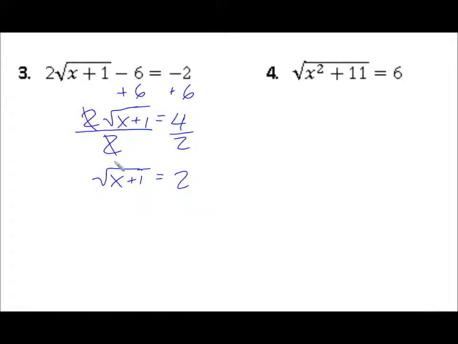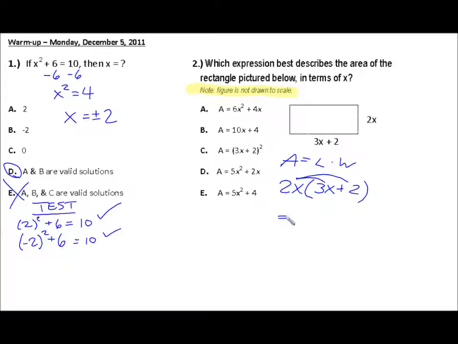4 divided by 2 is 2. Now that we have the radical isolated, we can raise to the second power. So raise both sides to the second. 2x times 3x gives me 6x squared. And then 2x times 2 is just 4x.